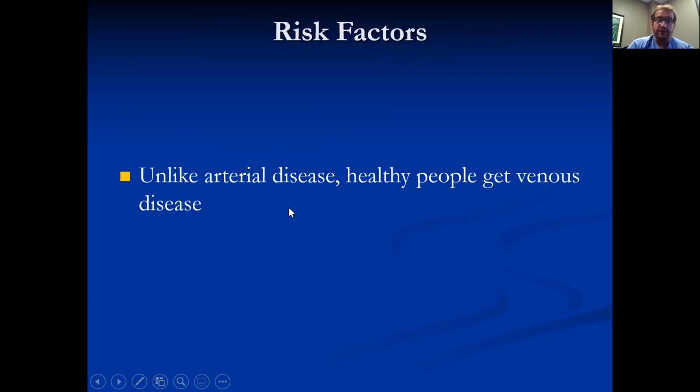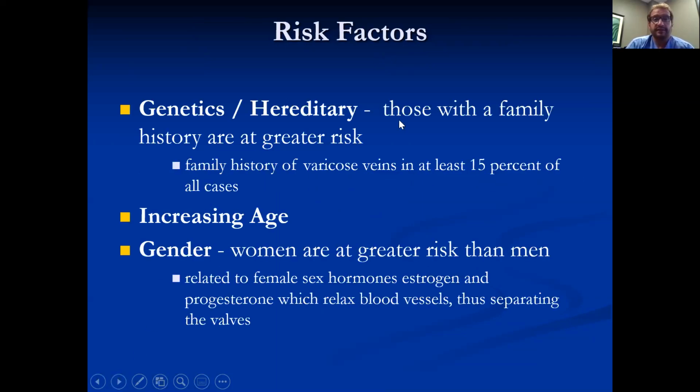And unlike artery disease, with vein disease, you have otherwise healthy people that come in presenting with sometimes fairly advanced vein disease. So there is definitely genetic predisposition, family history of varicose veins present in at least 15% of all cases. In practice, we see that usually more than 50% of patients will have at least one of their parents or grandparents that have had varicosity.